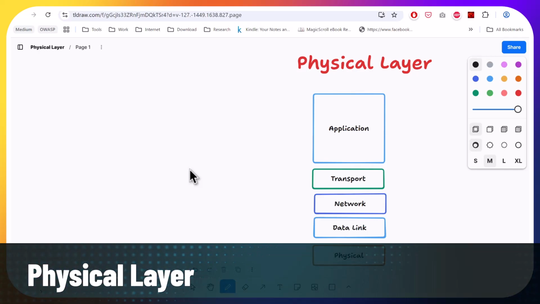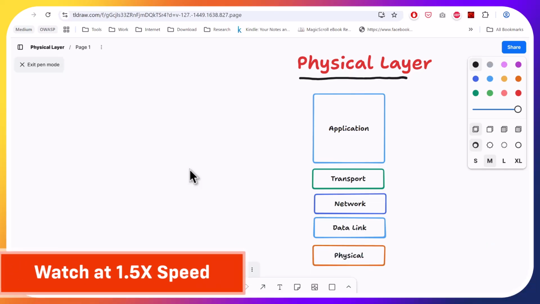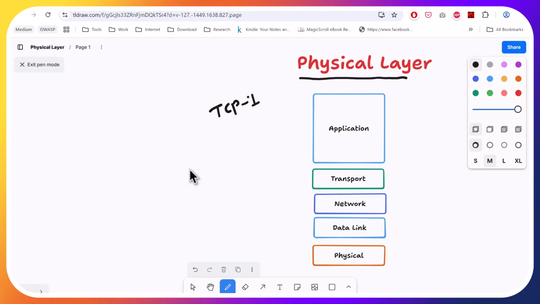Welcome to today's session. In this session, we are trying to understand the physical layer. If you follow this channel and watch all the videos, then you will know that I am covering the entire TCP/IP model in this series. All these layers we have covered, and now we have reached the physical layer. If you want to know all the concepts and understand what exactly happens at each layer, then you should go through the playlist. So today let's try to understand the physical layer.